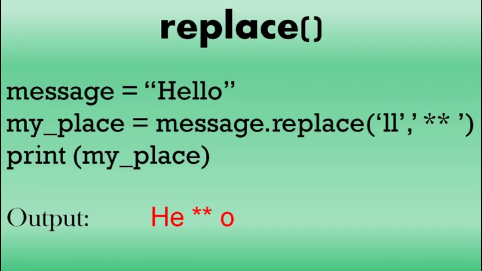Replace does what you think it does. It replaces one thing with another. In this example, we've got the double L replaced with 2 stars with spaces either side. So in the output we have HE, then a space, 2 stars, then a space, then O. So replace does what you think it does. It replaces something in the text, in the string, with the second thing that you've put into replace.